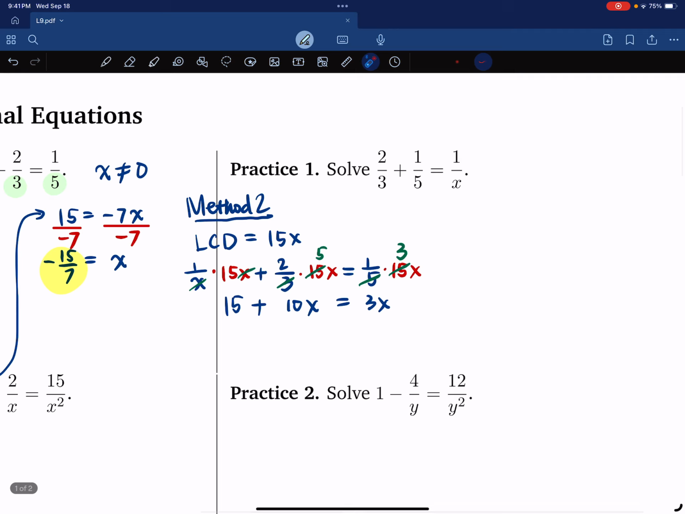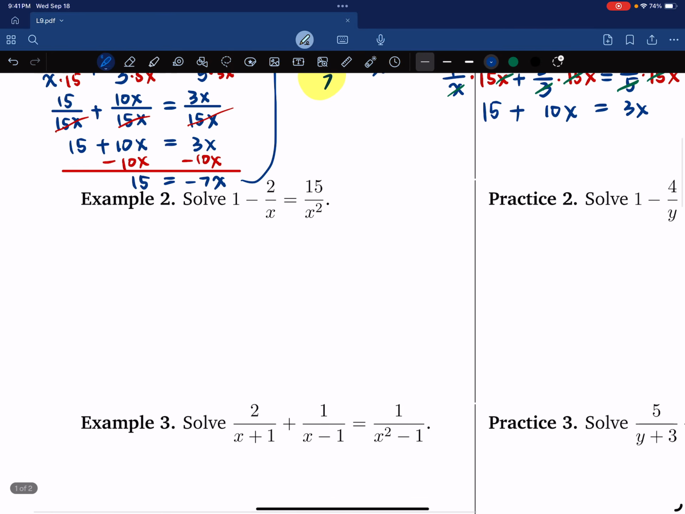Please pause this video and use practice 1 to test your understanding. You could pick any one of these 2 methods or come up with a new method that might be even better. And this one, I'm going to give you the solutions right here. This one, the solution is 15 over 13. So go ahead and test it out, see if you get this number.